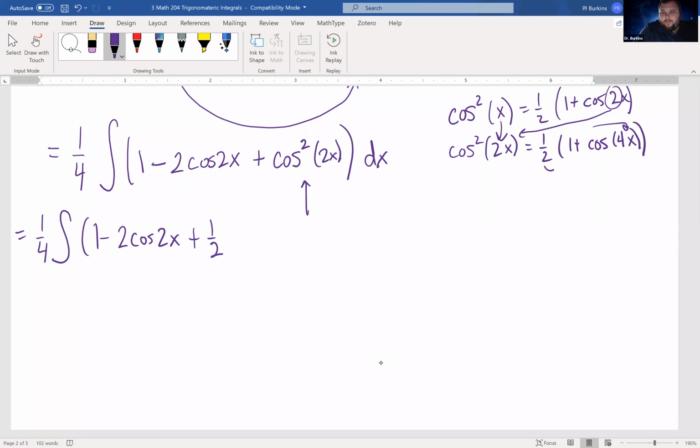And I'm going to go ahead and multiply that. So that's going to be 1/2 plus 1/2 cosine 4x, all dx. And the reason I did that is because I want to combine the 1 and the 1/2 and not have to do those as separate integrals.